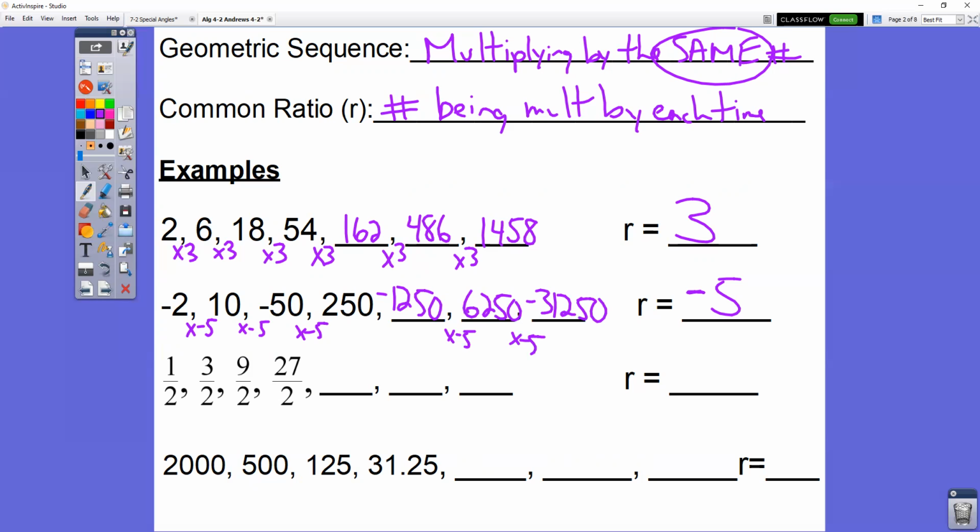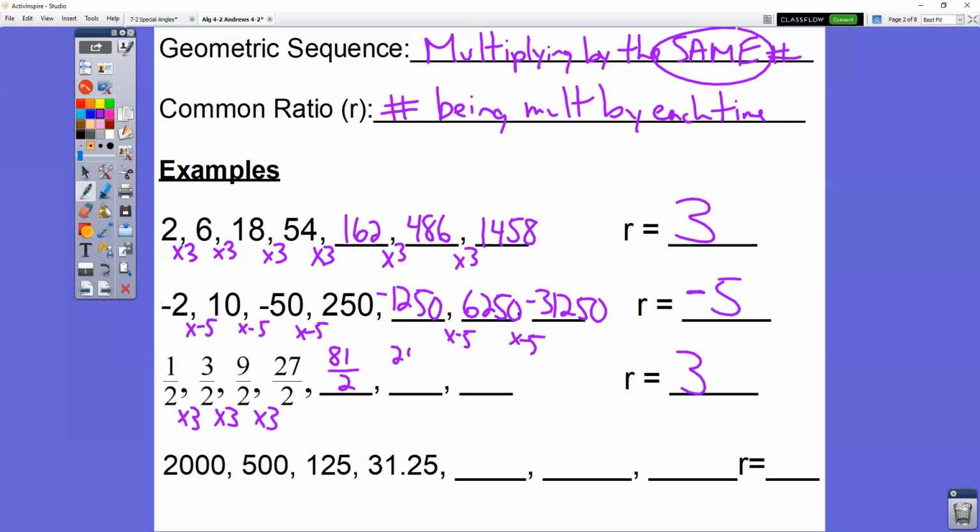Be very careful here. 1/2, 3/2, 9/2, 27/2. All that we are doing, notice that your denominator is staying the same. All that we are really doing is multiplying by 3 each time. Technically, you could also say that we're multiplying by 3 over 1. That would be fine to say it that way as well. Well, all we're really doing is multiplying by 3 each time. So 3 would be our common ratio. So this would end up being 81 over 2.